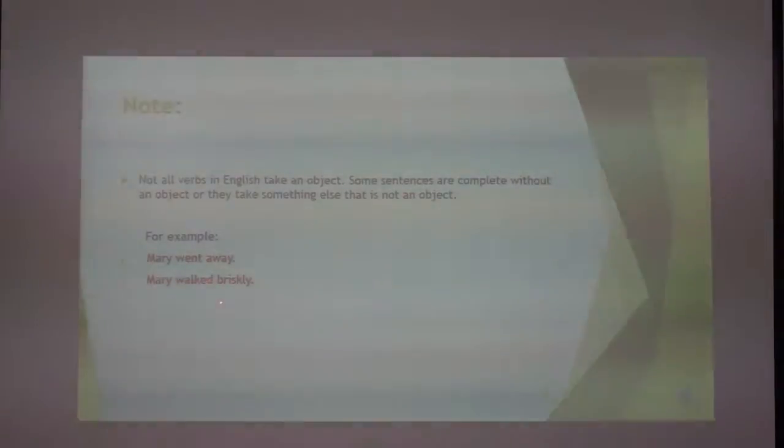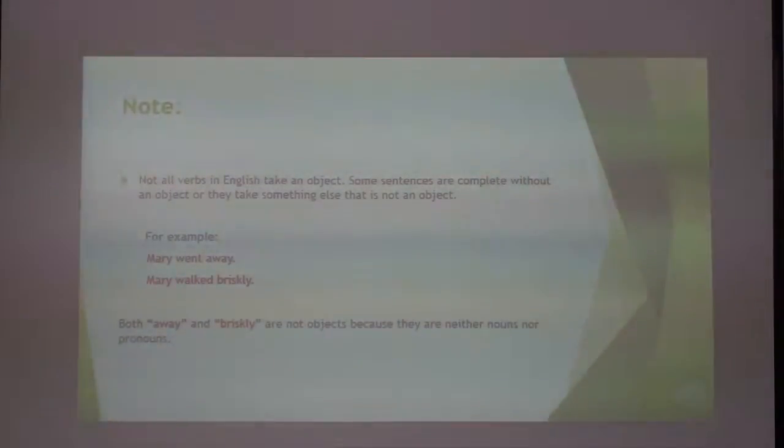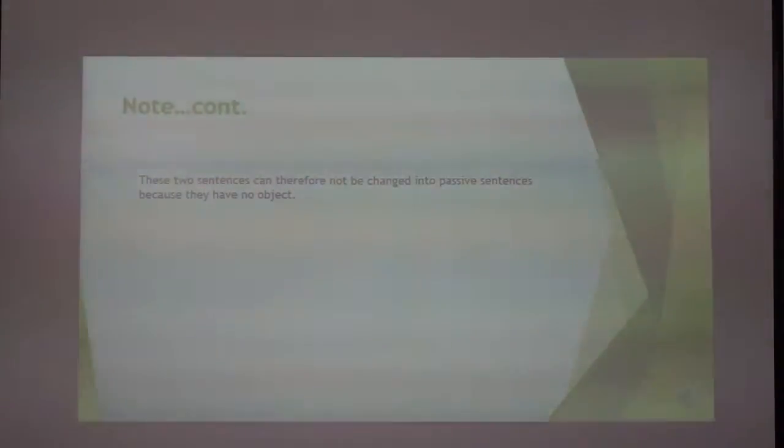We have another example. Mary, our subject, walked, our verb, briskly. Briskly here is an adverb. It shows how Mary walked. So it's not an object, it's not a noun, neither is it a pronoun. So both away and briskly are not objects. These two sentences can therefore not be turned into passive sentences because they have no object. When you have a sentence that has no object, it cannot be changed into the passive voice.